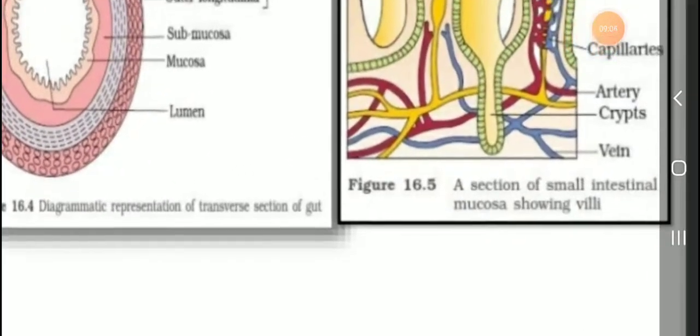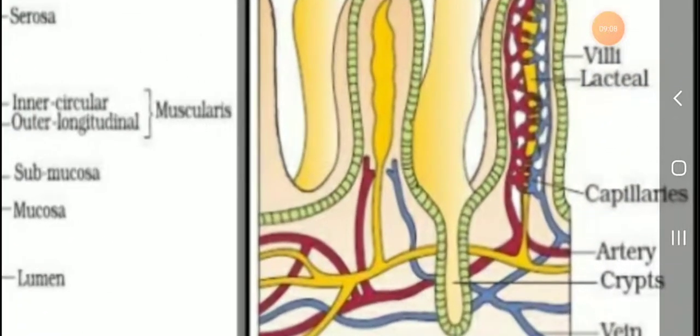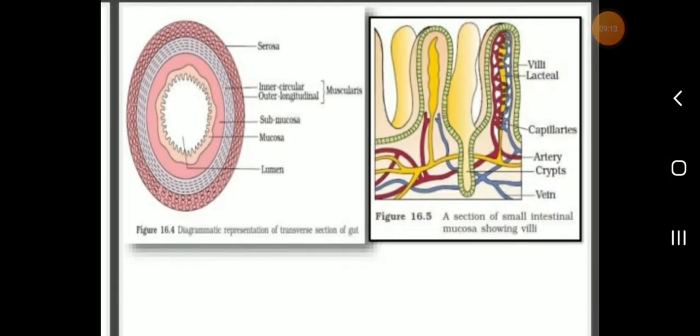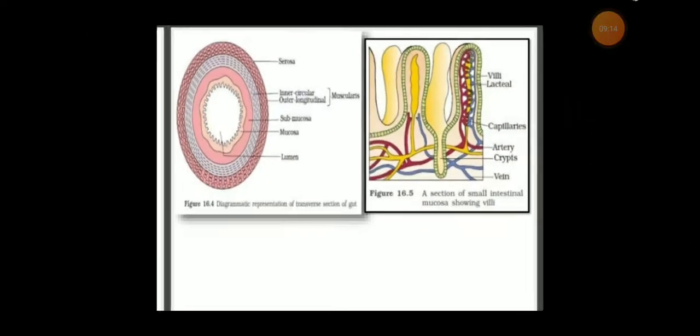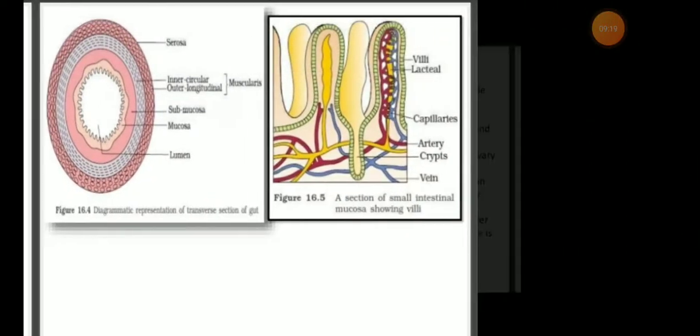See the picture, students. This is the small intestine mucosa, showing the villi. These are villi, with capillaries and an artery, and small finger-like projections also called villi. Its main function is absorption.